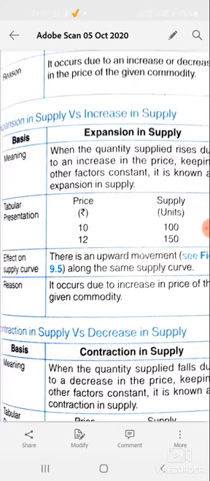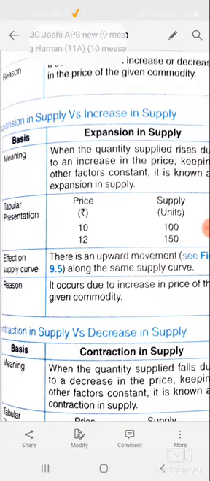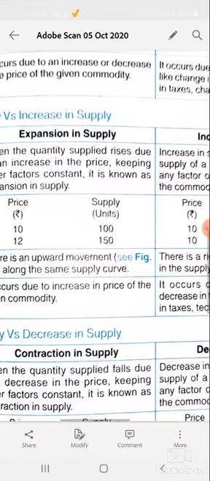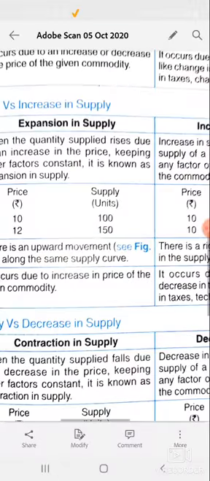Now, the tabular presentation; you will see the table. Price was earlier 10, now increased to 12. Due to the increase in price, supply is also increasing from 100 to 150. Now, if we see, the price is constant here, 10 and 10, but supply is increasing, 100 and 150.